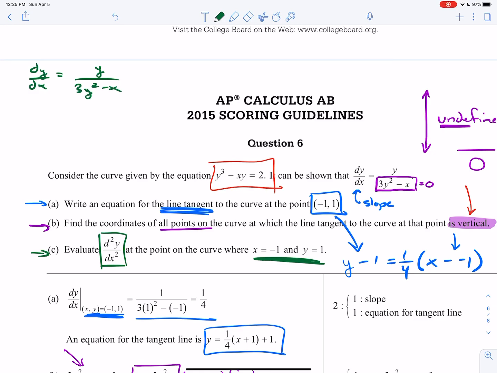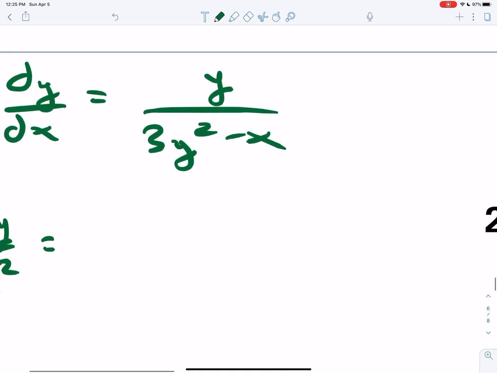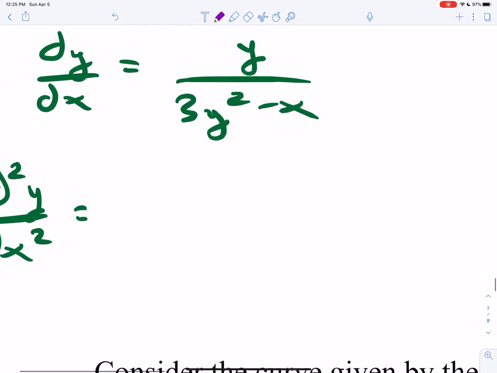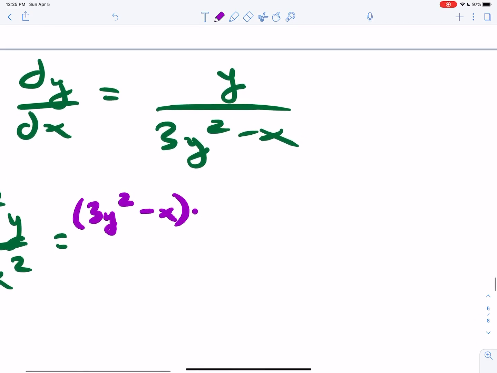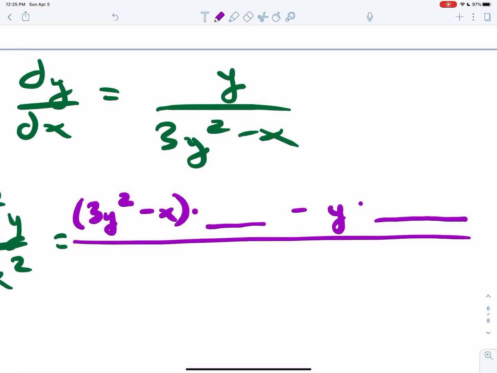So we have to take the derivative again. It's pretty much like finding differentials. Here I notice that there's a giant quotient, so I have to apply the quotient rule. Quotient rule, we start with the bottom times differential of the top minus the top times differential of the bottom, all over bottom squared.